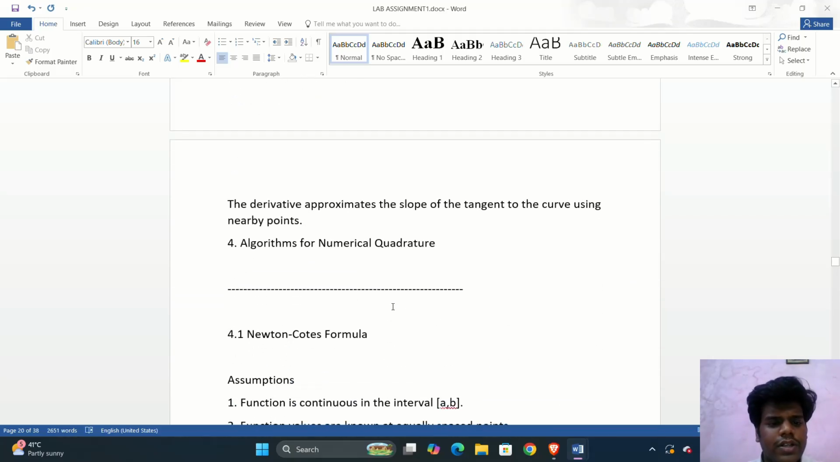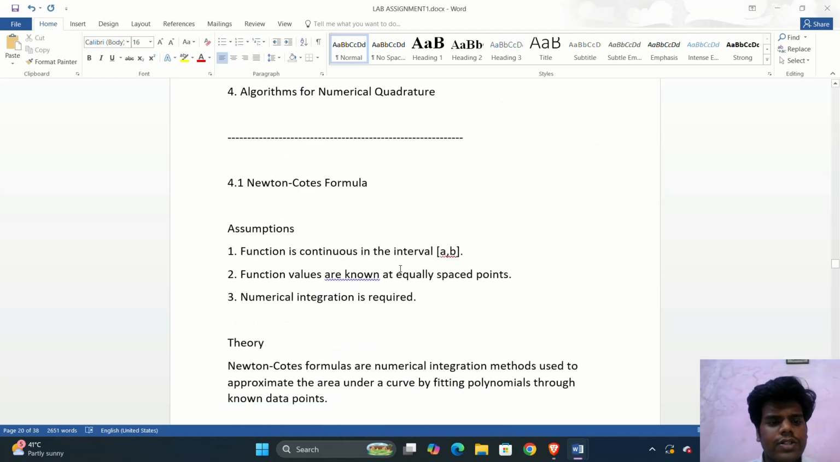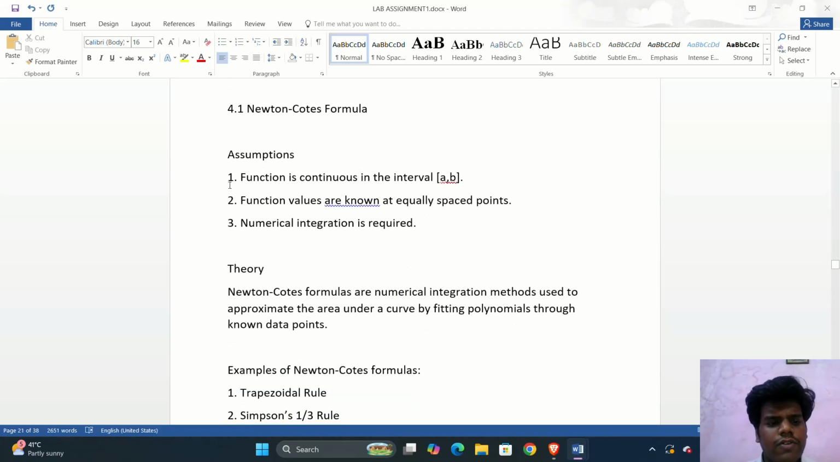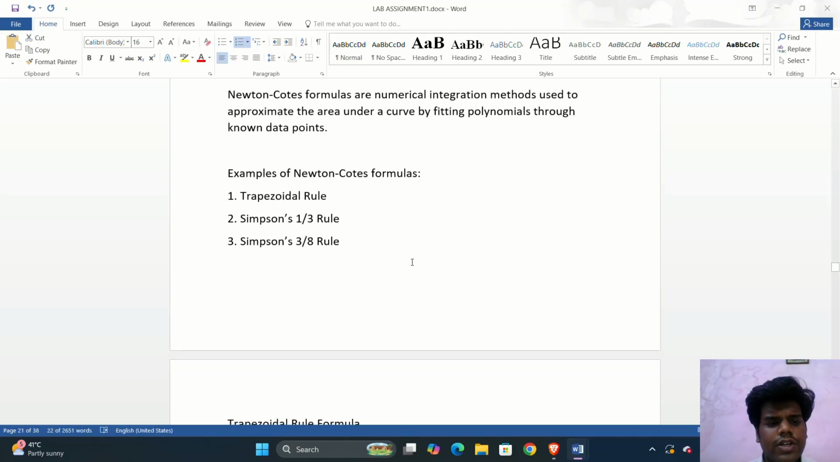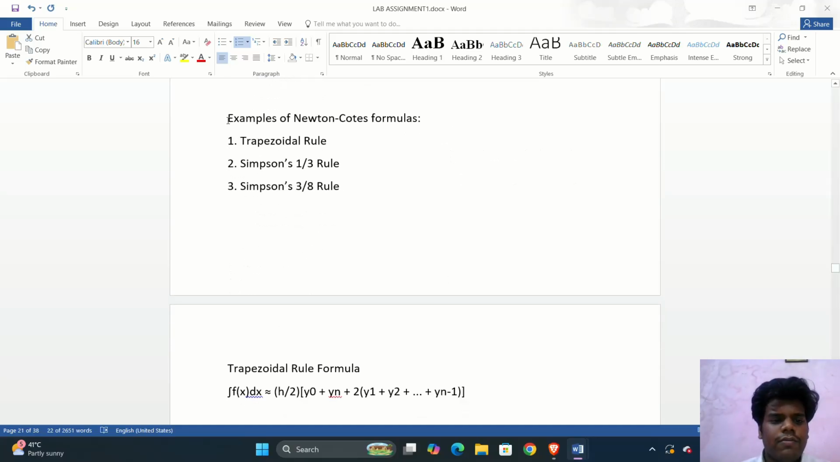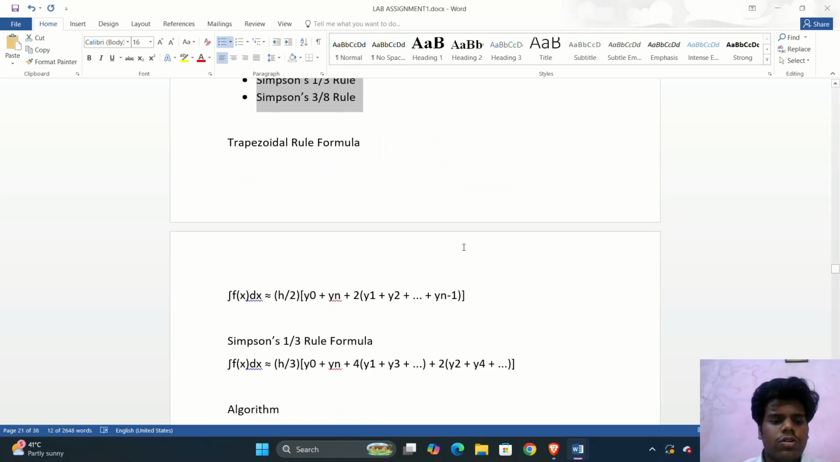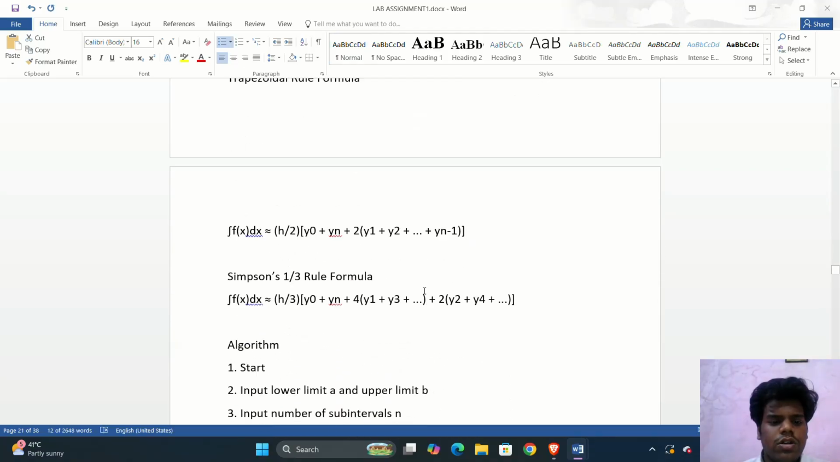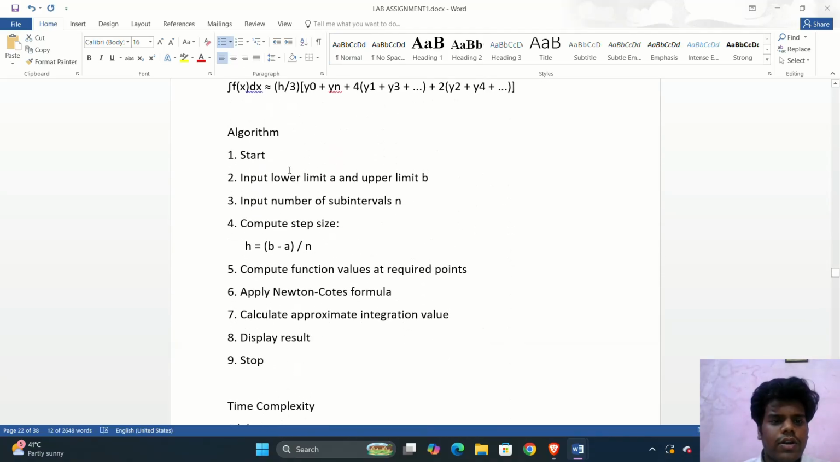Geometric representation: the derivative approximates the slope of the tangent to the curve using nearby points. Newton-Cotes formula assumption we have there; you can check it, I've highlighted it. Now the theory part: the Newton-Cotes formula is a numerical integration method used to approximate the area under a curve by fitting a polynomial to data points. They have three formulas; you can check, I have also highlighted it.